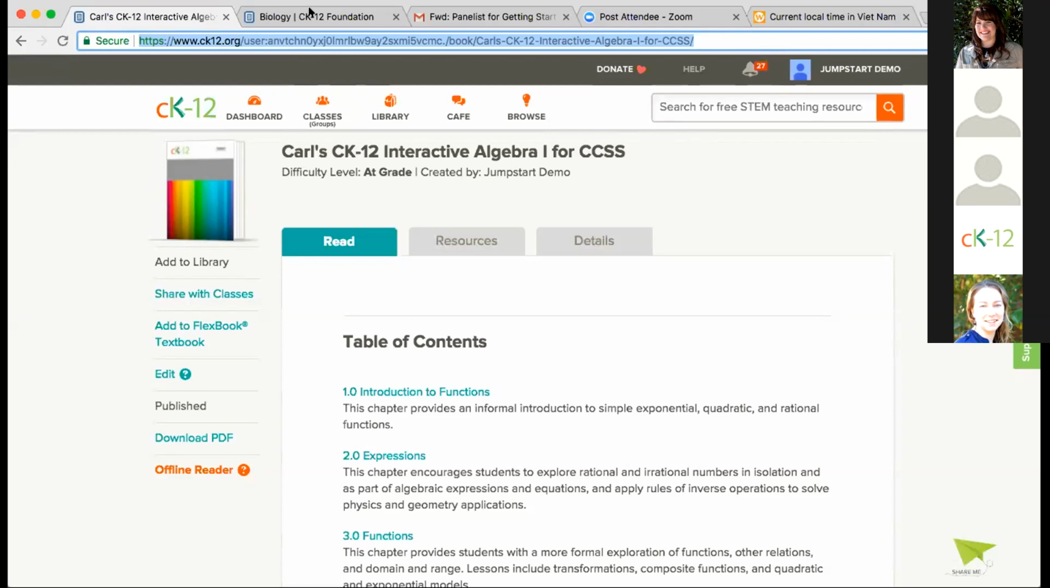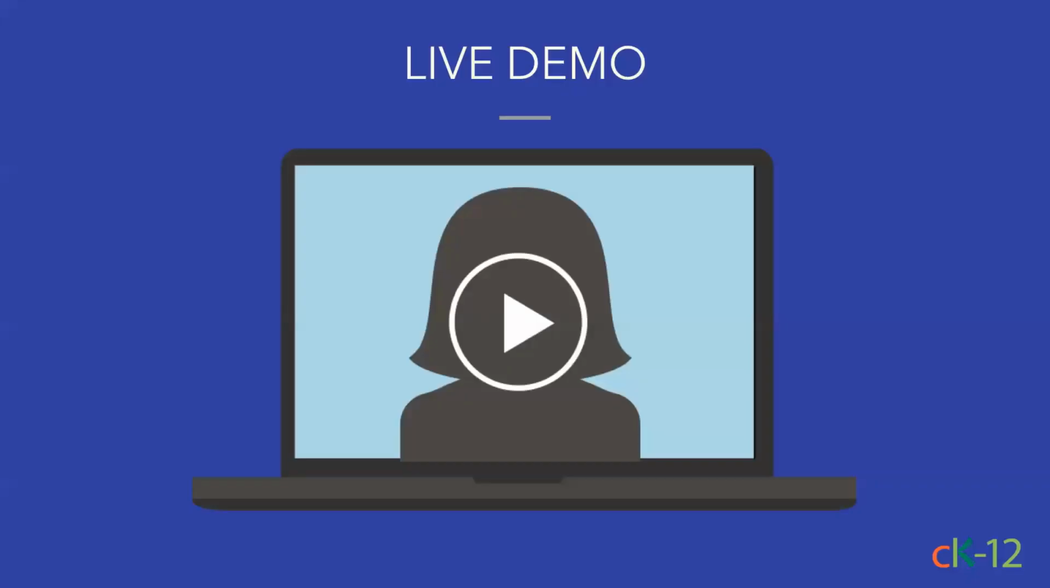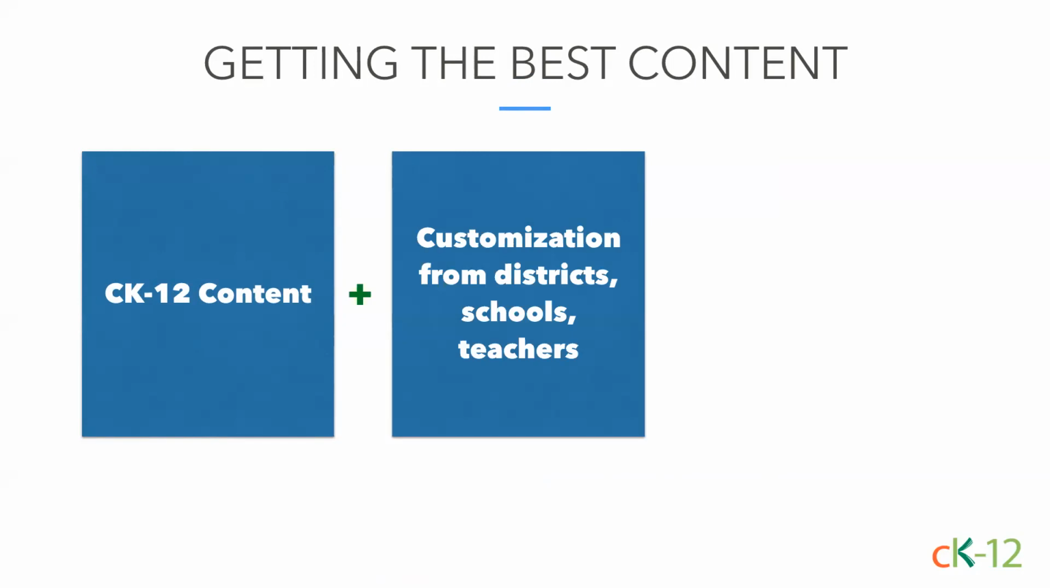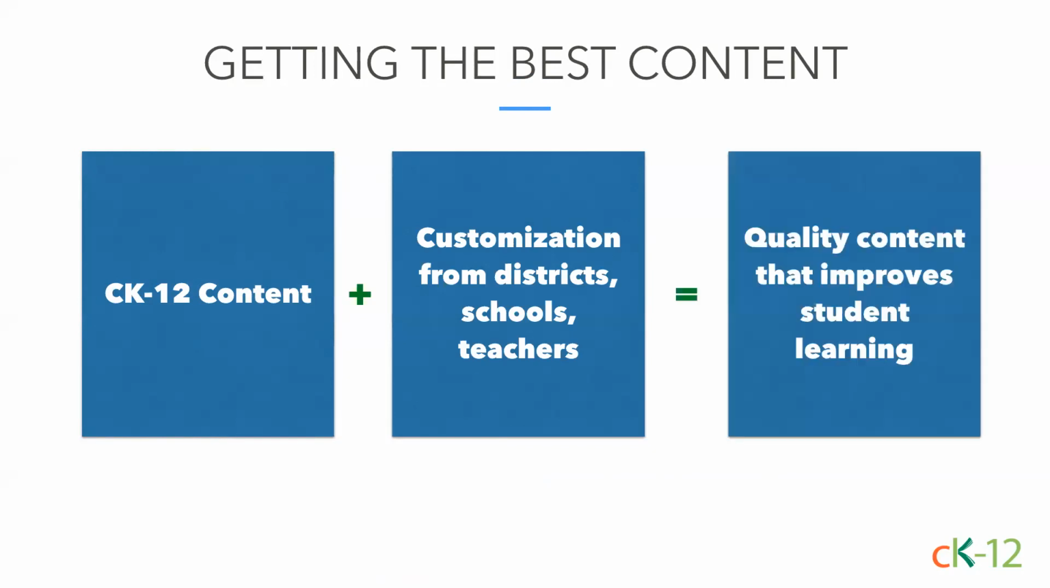So the first thing you need to do is really form your curriculum teams, because this is going to be the group of people that are going to be the ones in charge of that. Because remember, in order to get the best content, you need to take the CK-12 content, and then you need to do a level of customization, whether that's at the district level, the school level, or the teacher level. And that's what helps make the highest quality content that will improve your student learning.